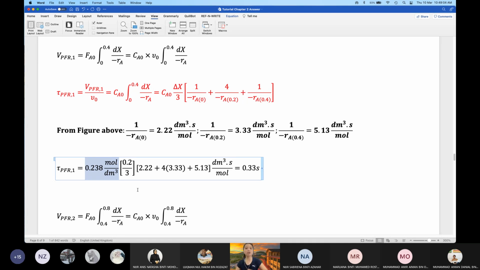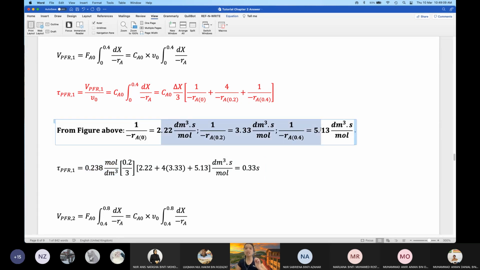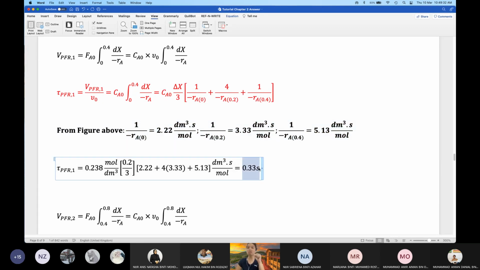So again, jangan lupa kamu menggunakan plot. Menggunakan plot, nilai tu kamu kena take directly. You have to substitute directly. You have to multiply directly dan bukan bahagi sebab nilai plot adalah 1 per minus rA. Dia bukan minus rA. Dia adalah 1 per minus rA. Kamu terus darab directly this value. So you do it correctly, you get space time dia sebagai 0.33 second. In your first reactor, the space time is 0.33 second. So that's for the first reactor.